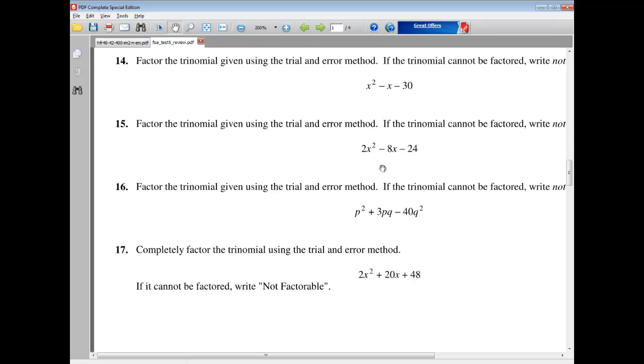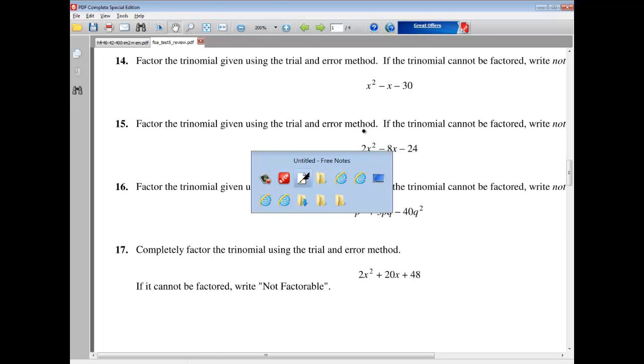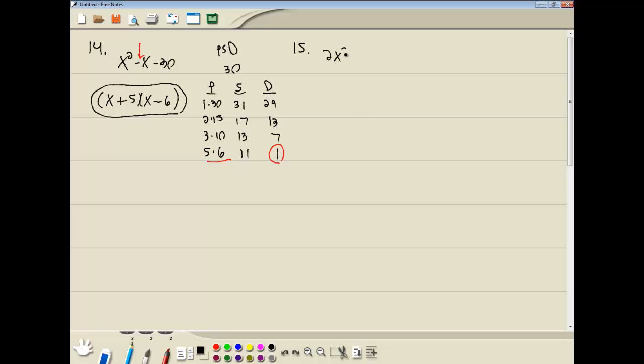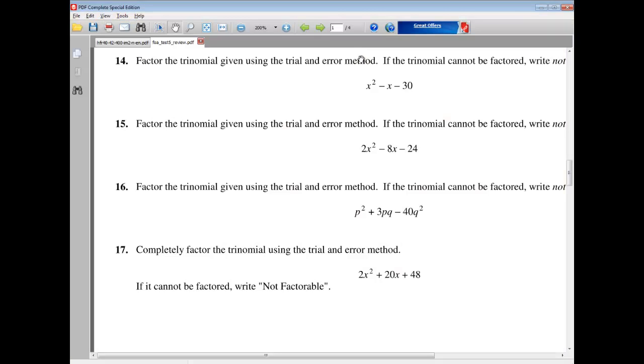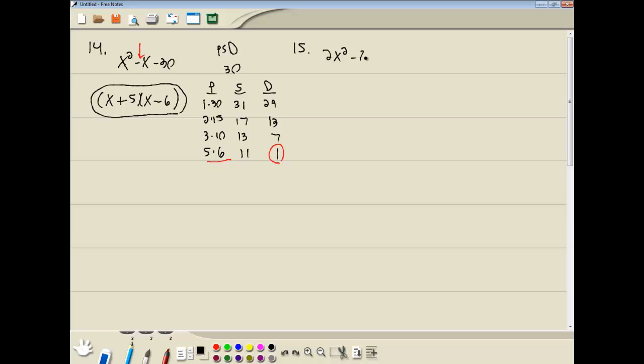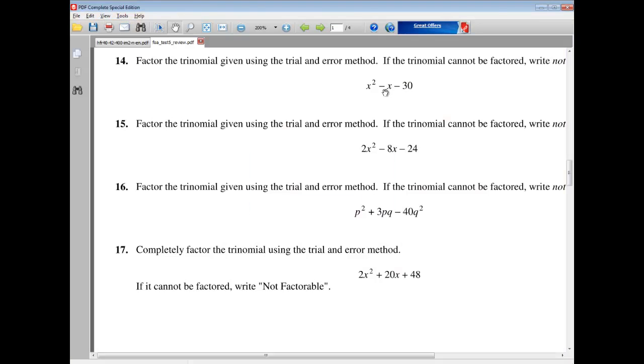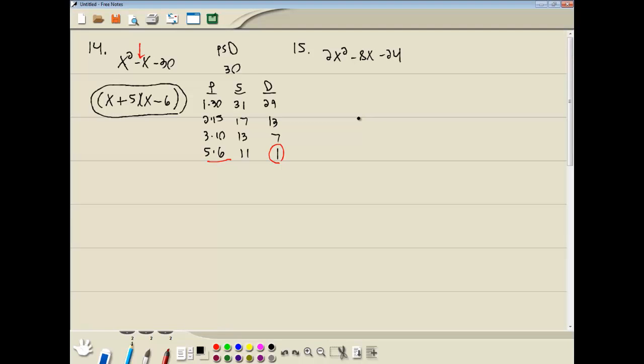Okay, number 15. We got 2x squared minus 8x minus 24. Okay, so first method is GCF. Well, these have 2 in common. So factor out a 2. And that gives us x squared minus 4x minus 12.